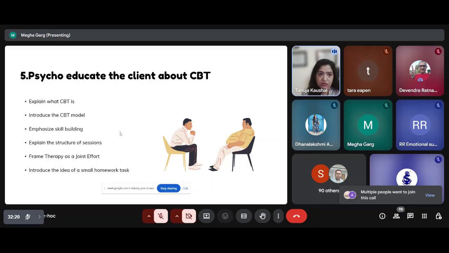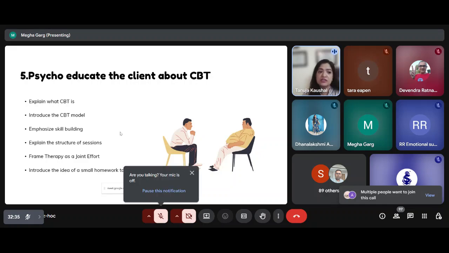Explain the structure of the session in advance. You tell them about the initial phase, middle phase, and the termination phase. Tell them that this is a collaborative effort, a joint effort, we are both working towards the same goal. And introduce the idea of small homework tasks throughout the therapy. Next, please.